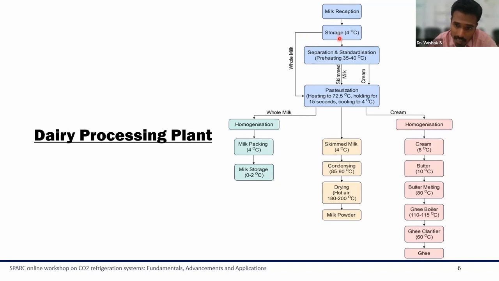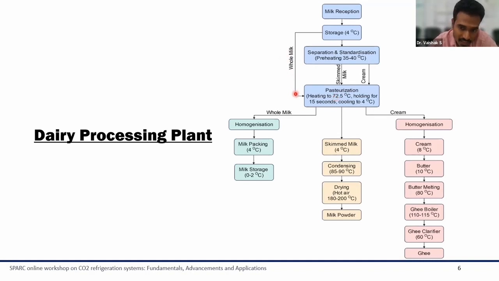So from there, if we don't want to separate the fat content, then the complete milk, which is specified as whole milk, will move to the pasteurization unit where it is heated to approximately 72.5 degrees Celsius and kept at that temperature for 15 seconds, and then cooled again to 4 degrees Celsius. So this is one of the temperatures at which pasteurization is done. The temperature may vary, and accordingly the time for which that heating process is carried out also varies.